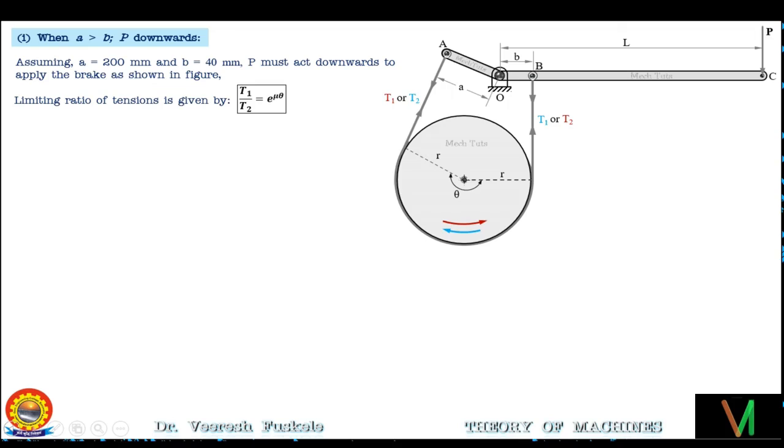Now keeping the value of mu and theta in this equation, we will get the ratio T1 by T2 as T1 by T2 is equal to 2.57. Now, taking the counterclockwise rotation of the drum.